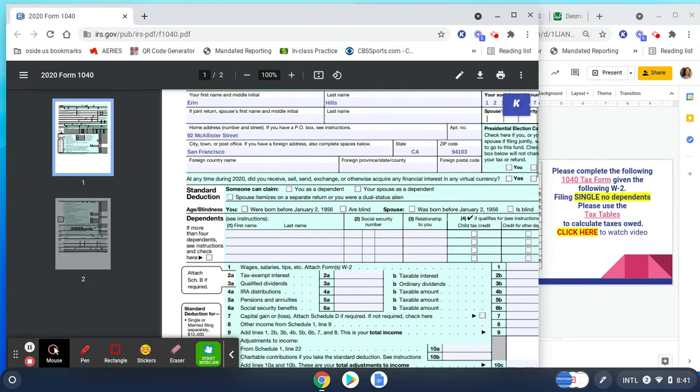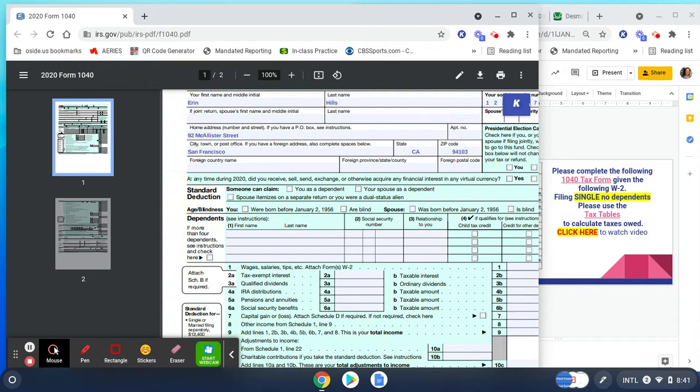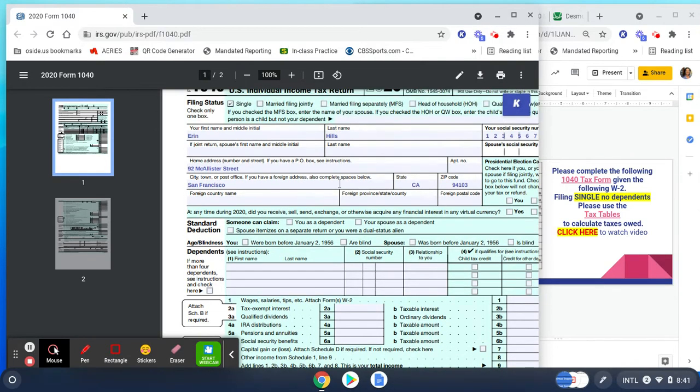Next, I'm going down here to standard deduction. Someone can claim you as a dependent or your spouse as dependent. So what is this row for? This would be like your parents still being able to claim you. You'd be filling out a tax return form because you worked last year, but you would also be checking this box that someone can claim you as a dependent because your parents are still claiming you on their tax returns. But in this case, Erin Hills is an adult with no parents claiming her, so we are not checking anything in the row of standard deduction there.